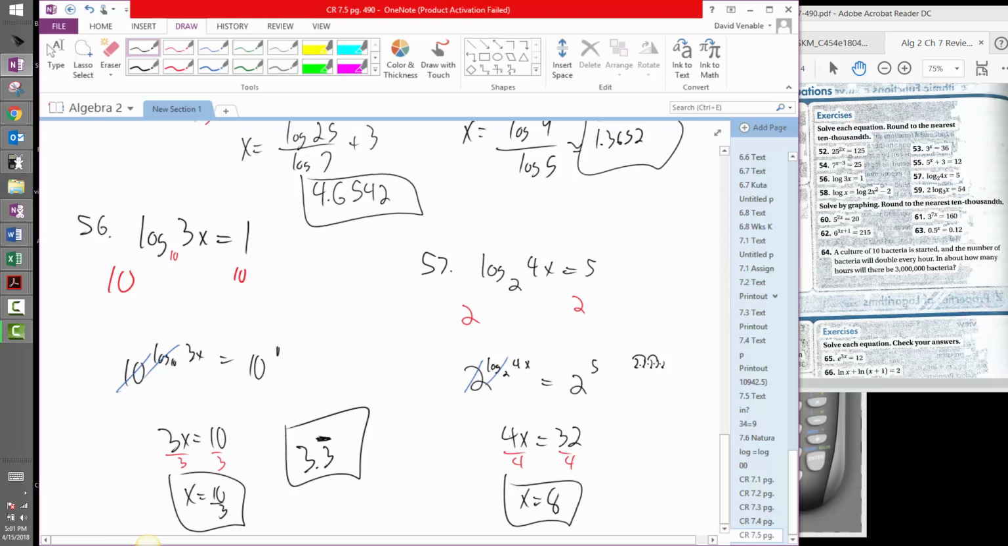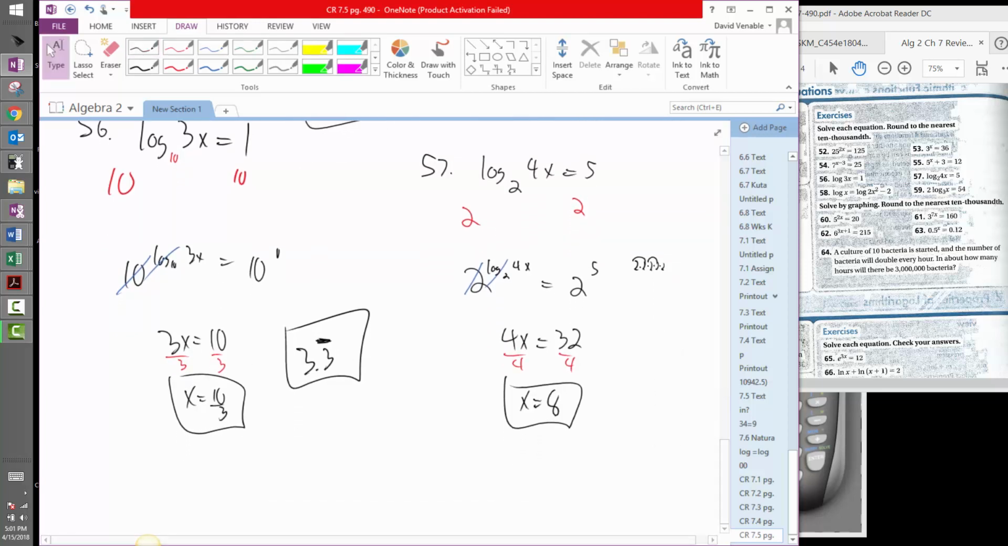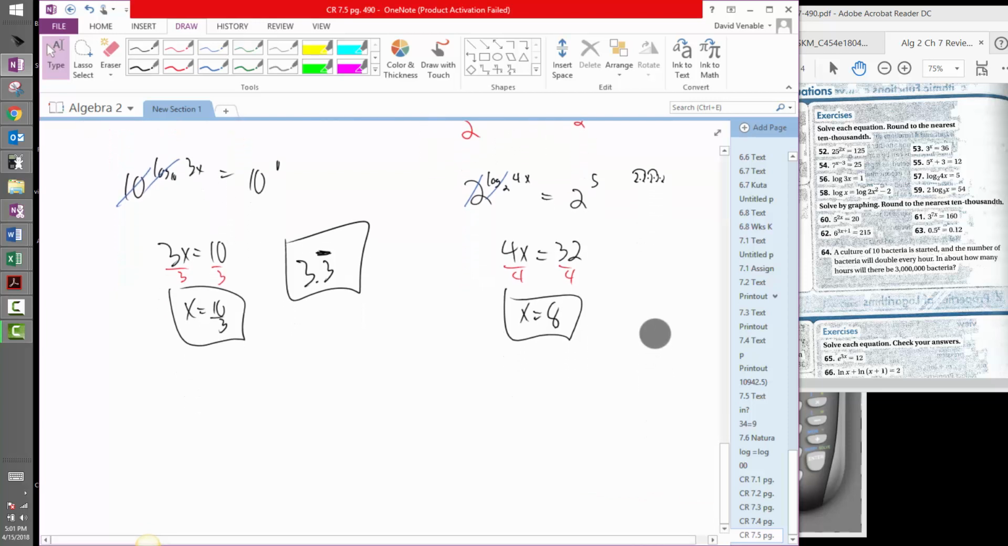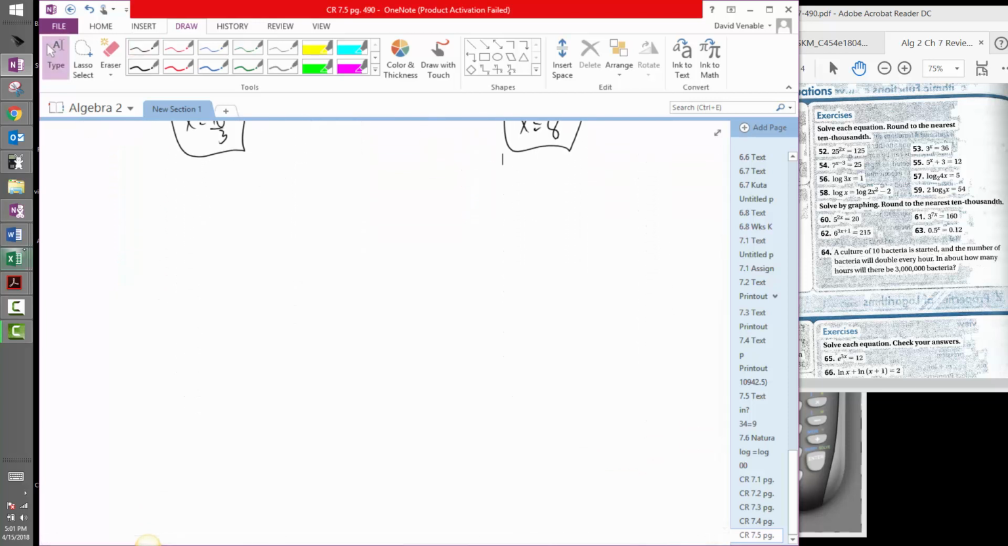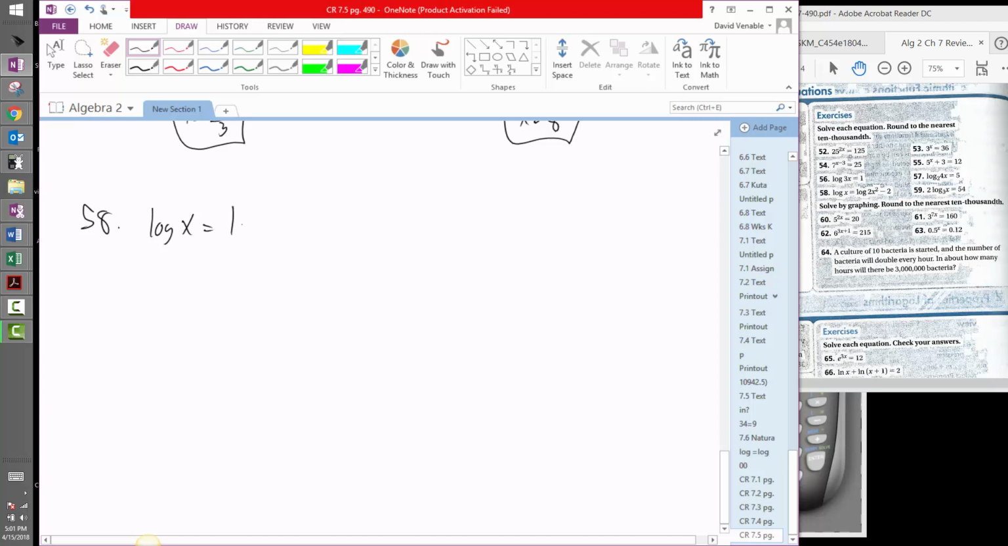Don't have to round that one. That's one of them that you can do by hand. You could confirm this in your calculator if you want, and please do if you feel the need to check these. Number 58. Okay, you can always check these answers. Log of x is equal to log of 2x squared minus 2. Now, this is weird. Wait, there's no base.